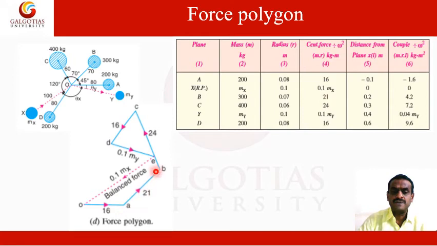Just draw a line equal to 21 units. You can use a scale also. Then from point B, draw a line parallel to C mass. The C mass length is 24 units. We have to draw a line parallel to C mass, then we'll get the C point.